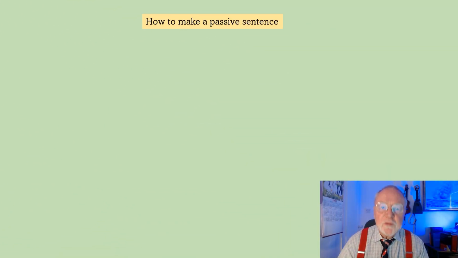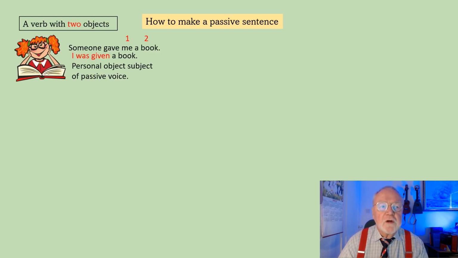Now let's look at 1 or 2 of the rules of how to make a passive sentence. First, we must consider the verb with 2 objects. Someone gave me a book. Object 1 is me, object 2 is book. And we change that in a passive construction to I was given a book. Generally we choose the personal object as the subject of the passive voice, so I comes first here.